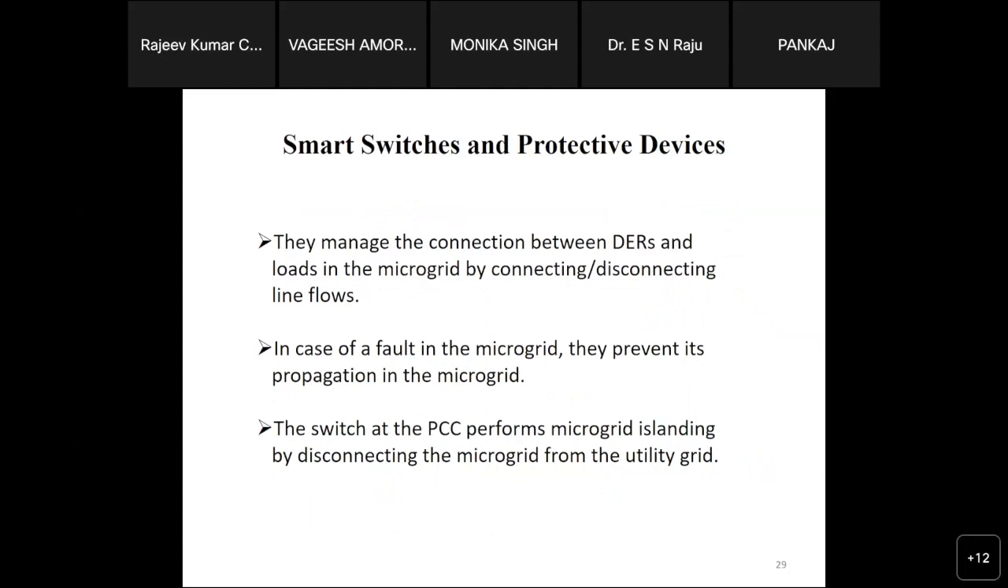We will also have the smart switches and protection devices. Smart switches mainly manage the connection between the DERs and the loads in the microgrid, by connecting and disconnecting line flows. In case of any fault, we have to separate the microgrid from the main grid, and for that we need the smart switch in between the microgrid and the main grid. That smart switch also will perform the islanding of the microgrid. That can be either intentional islanding or unintentional islanding.